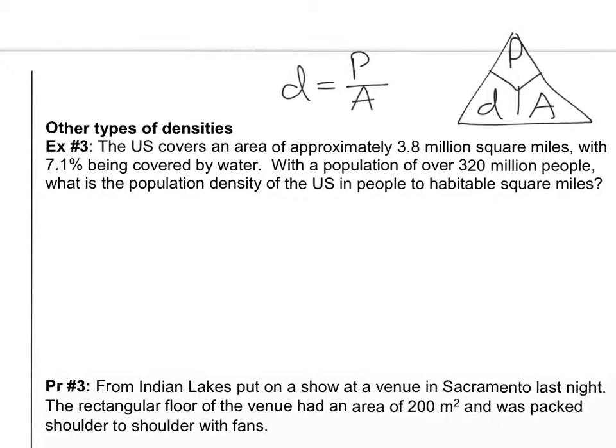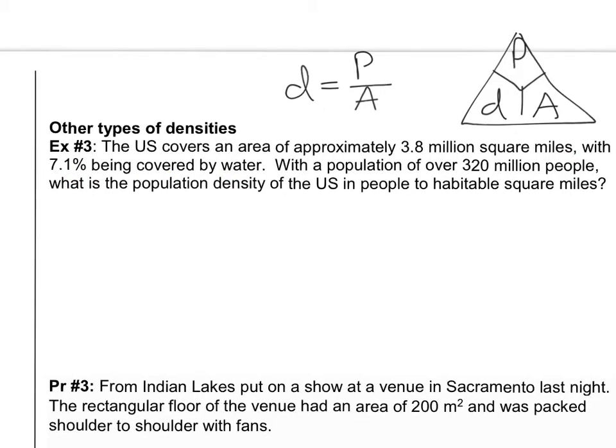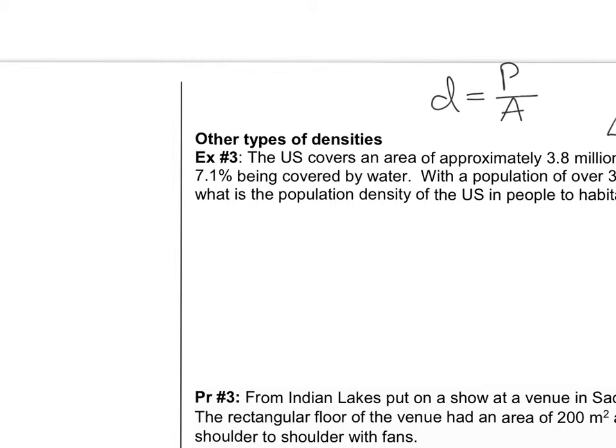So first thing I notice is that they're telling us that 3.8 million square miles and 7.1% of it is covered by water. So my question then is, how much of it is covered by land? So couldn't we do 100% minus 7.1% to figure how much of it is covered by land? Well, if we do that, we get 92.9%.